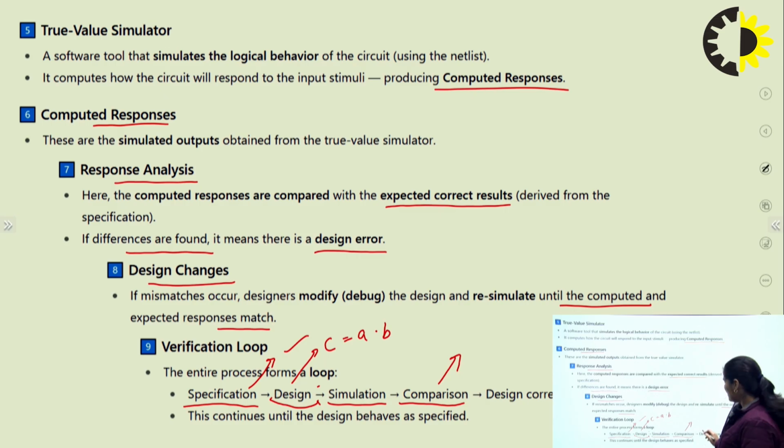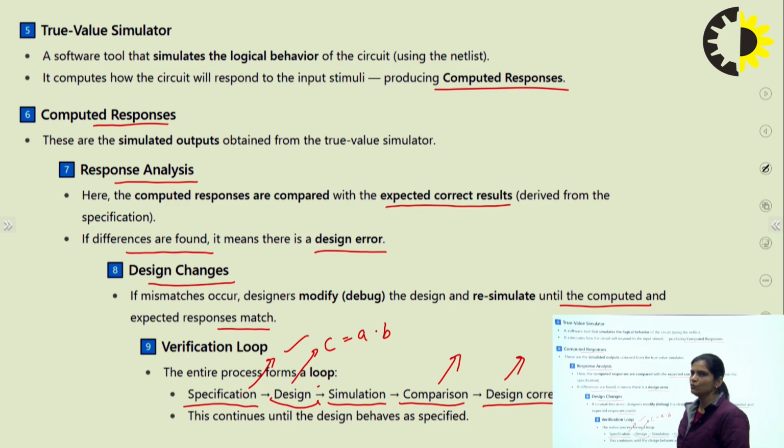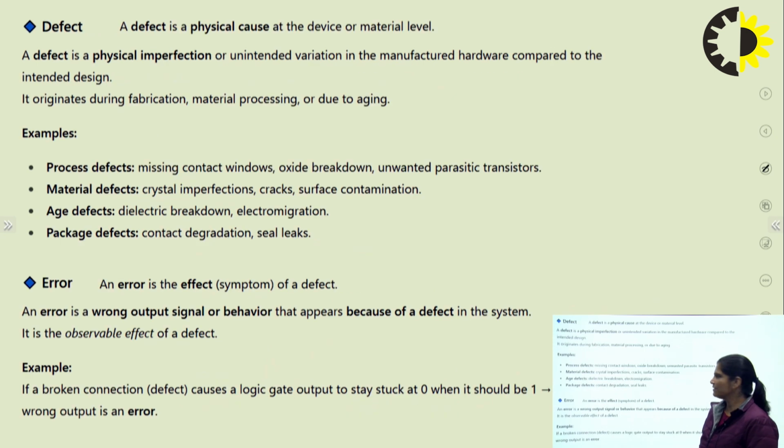If your design is correct, then we get the actual output. If we are getting the actual output, meaning there is no error, then we do the fabrication process. So we have to check whether the design is correct or not. If the design is not correct, then we go to the design process again. This continues until the design behaves as specified.